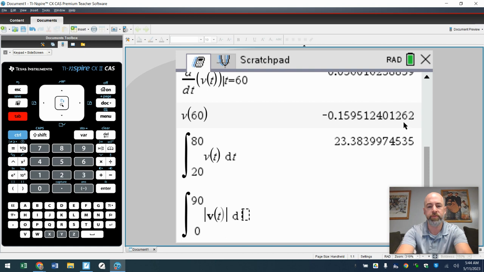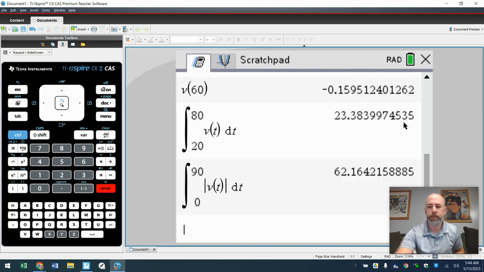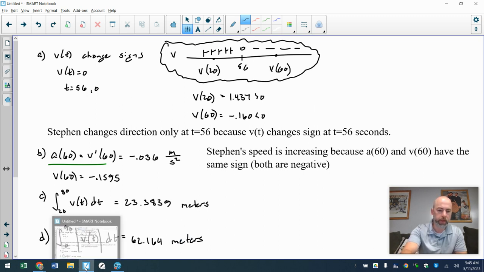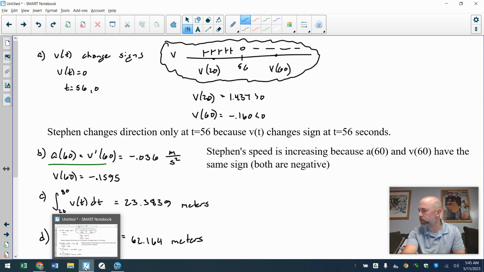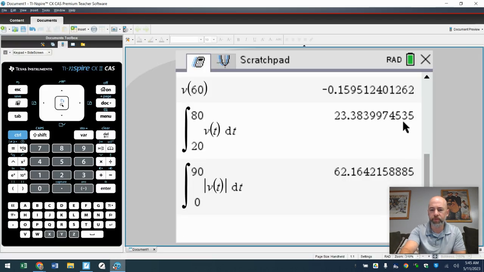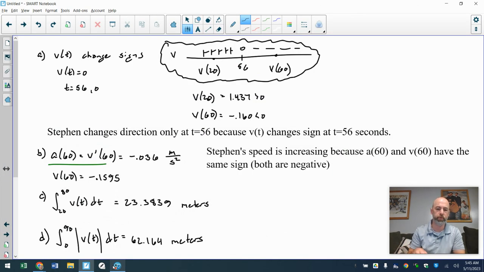The absolute value of v of t. Enter. 62.164 meters. Again, you don't have to throw in units. And show the setup for your calculations, find total distance. Maybe I'm going to double check my calculator on that one, make sure I got the right decimal value. And it does not round up, so we would just stop there.